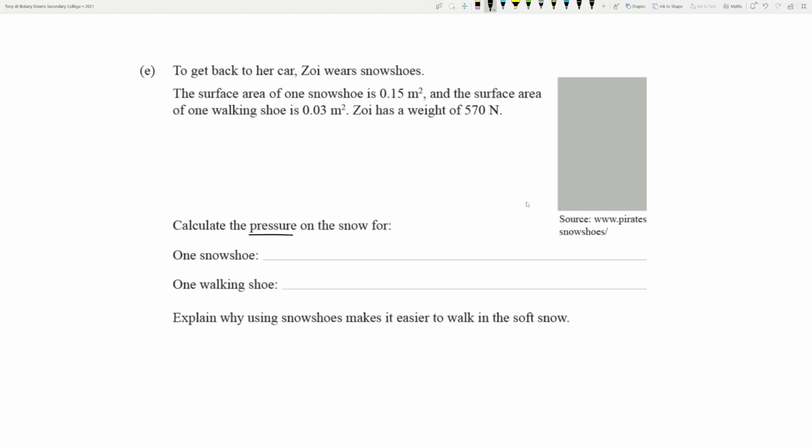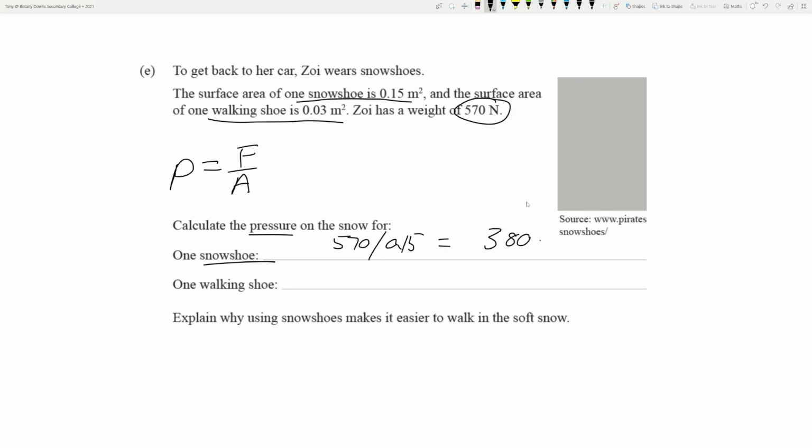Okay, so we're calculating pressure. Pressure is force divided by area, so you need to find the force. The force is right here, 570. The surface area of one snowshoe is 0.15. The surface area of one walking shoe is that. So for one snowshoe, it's just 570 divided by 0.15, and that's going to give us 3,800 Pascal, Pa, not P. P is not the correct unit. For this one, it's going to be 570 divided by 0.03, and this is going to give us 19,000 Pascal.